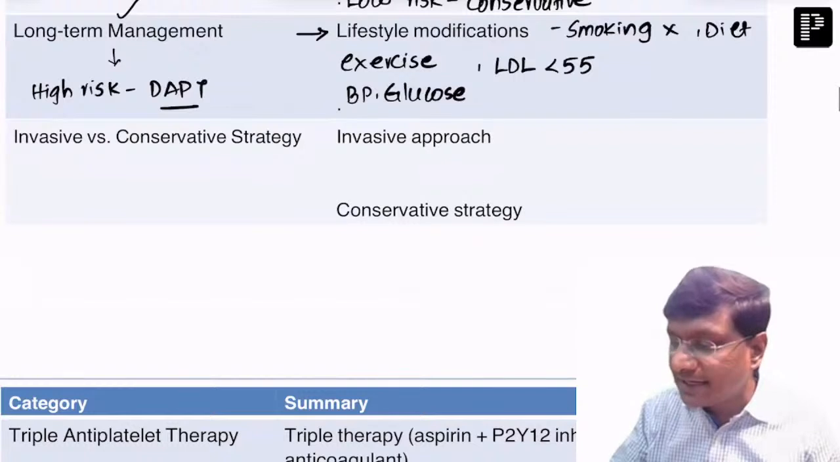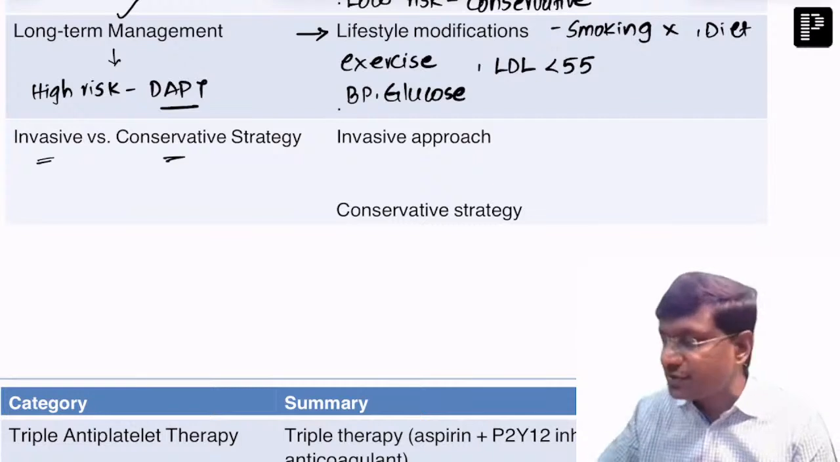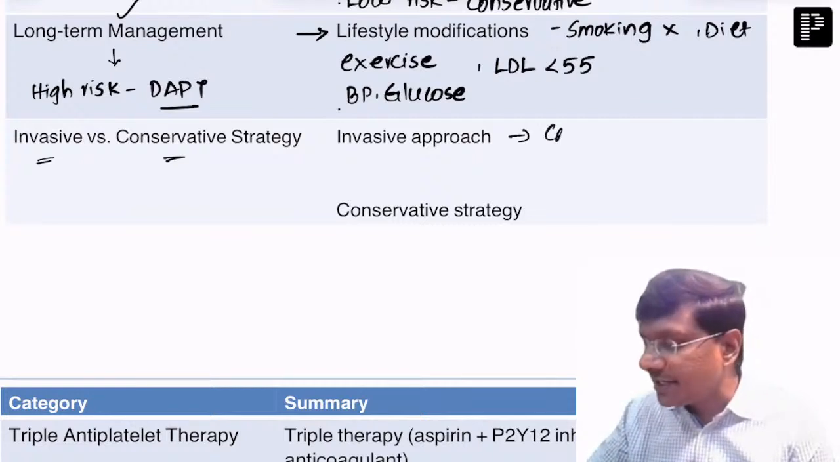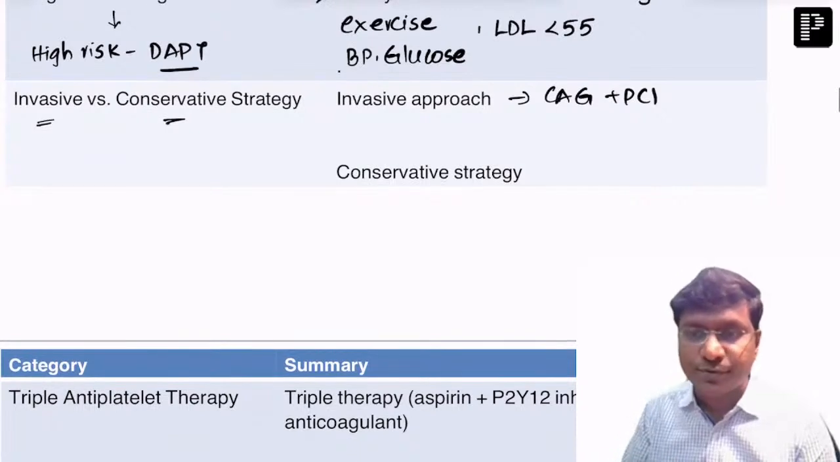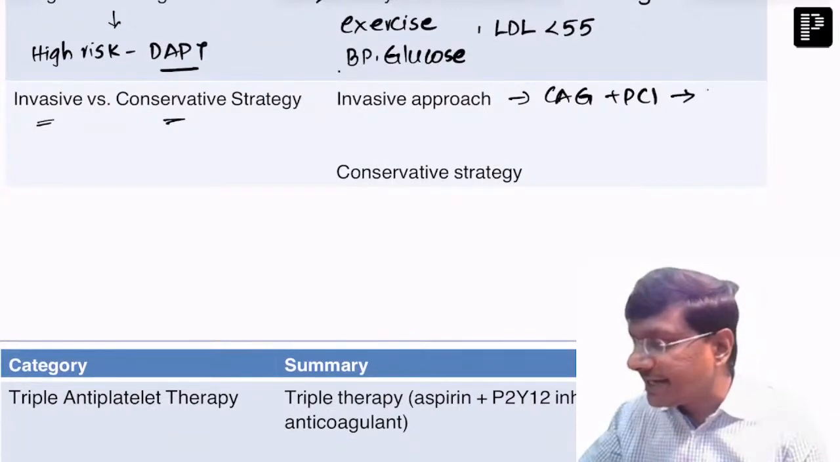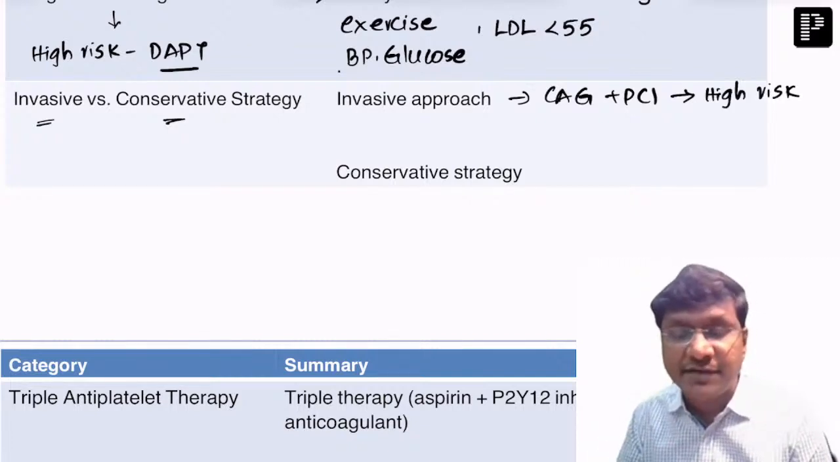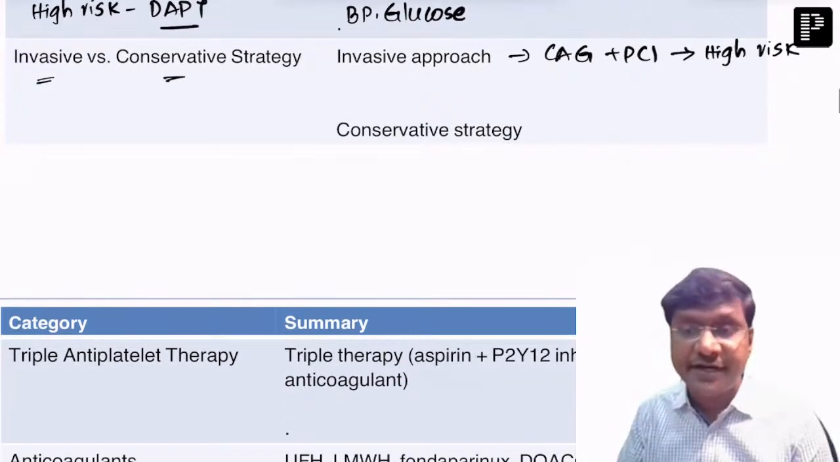Then followed by that, the invasive as well as the conservative strategy. So what is that invasive approach? The invasive approach is the coronary angiogram followed by the PCI. That is the invasive approach. So this improves the outcome mainly in high-risk patients, right? In high-risk patients where the risk stratification is done with the help of the TIMI score.